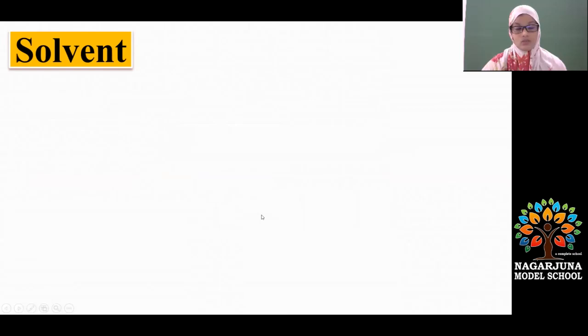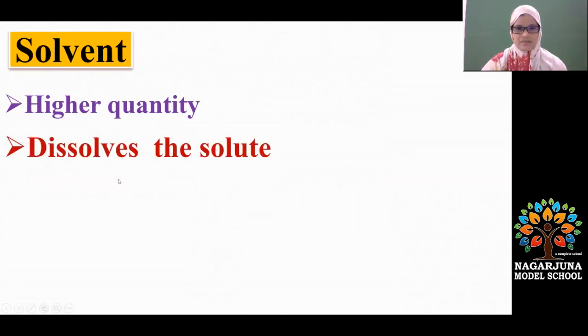So now tell me, what is solvent? Yes, the substance which is present in higher quantity. What is the second definition for solvent? Yes, the substance which dissolves the solute in it is called solvent. Now you have learned about solution, solute and solvent. Let's see some examples and find which one is solute and which one is solvent.